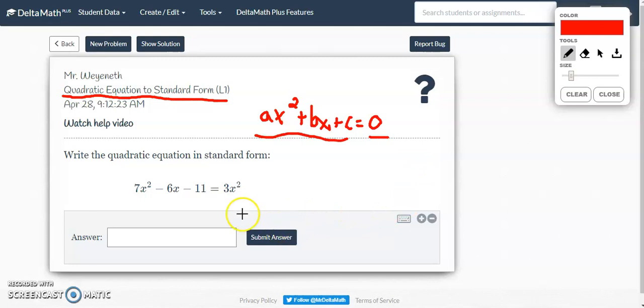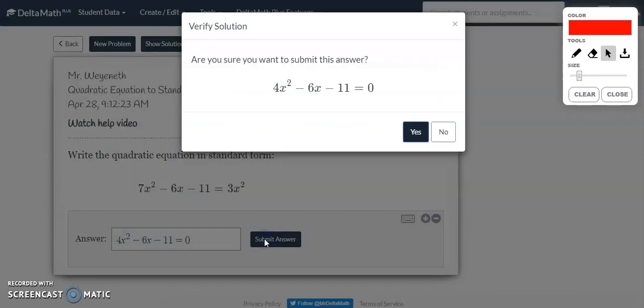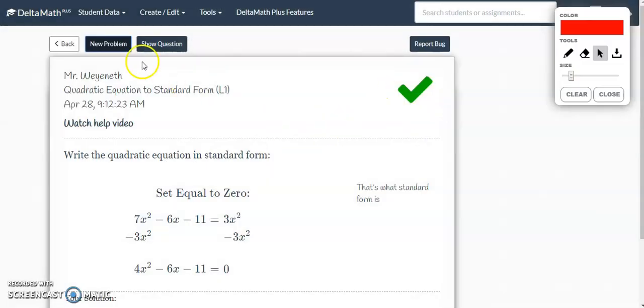So if I take a look down here at this example, it says write the quadratic equation in standard form. In order for me to have that accomplished, what I need to do is move this 3x squared to the other side. So I'm going to go ahead and subtract 3x squared from both sides. And then all I need to do, in this case, it's a one-step problem, is just type in what I'm left with. So I've got 4x squared minus 6x minus 11, that is equal to 0. All right, and then we'll just click submit, and everything looks pretty good.